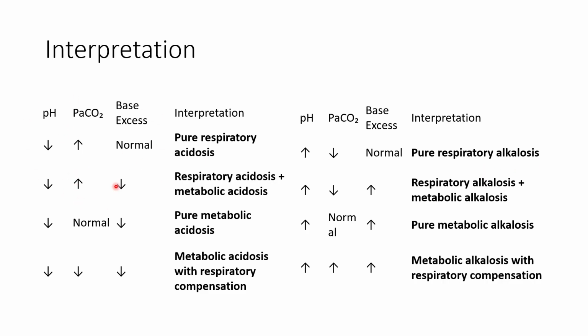Now, in the same scenario, if the base excess is low, that is, negative, that means there is metabolic acidosis also present along with it. And in this same respiratory alkalosis scenario, if it is positive, then it indicates there is both respiratory alkalosis and metabolic alkalosis. Now, if the PaCO2 is normal and the base excess is low, pH is low, it indicates pure metabolic acidosis. If both are high, it indicates pure metabolic alkalosis. If pH is low, PaCO2 is low, base excess is low, pH and PaCO2 going in the same direction, indicating a metabolic issue. So it is metabolic acidosis. Base excess is also representing the same. And this decrease in PaCO2 is for compensation. And the reverse happens in metabolic alkalosis.